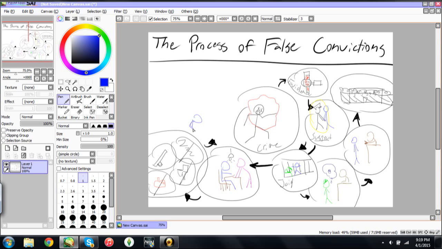And so he just confesses because they don't want to put up with the punishment anymore. So they confess. Through this, they are generally then falsely convicted, depending on the situation of their trial. Obviously, every trial is different.